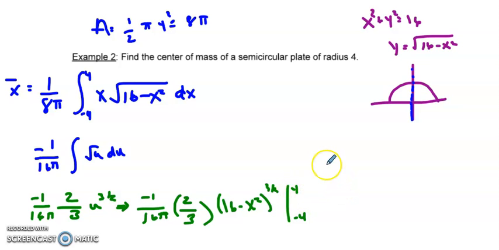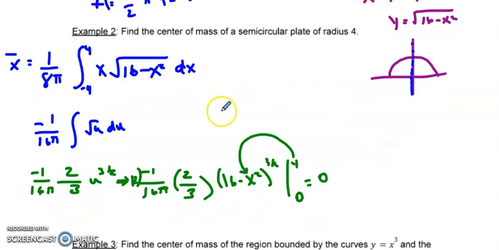In fact, I'm going to make my life easier, and I'm going to integrate from 0 to 4 and double that area. So I'll put a 2 out in front, using symmetry. But now I can see that if I plug a 4 in here, I'm going to get 0. So 16 minus 16, all of this goes to 0. So my x bar does come out to 0. It's exactly as we thought it would be.